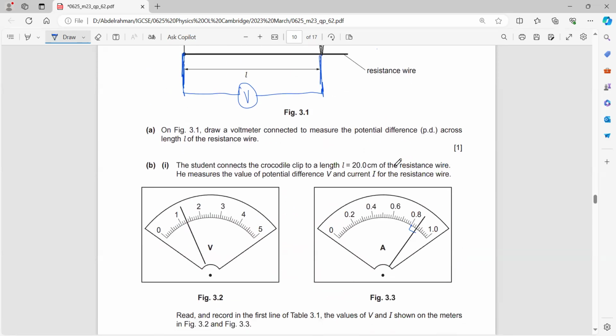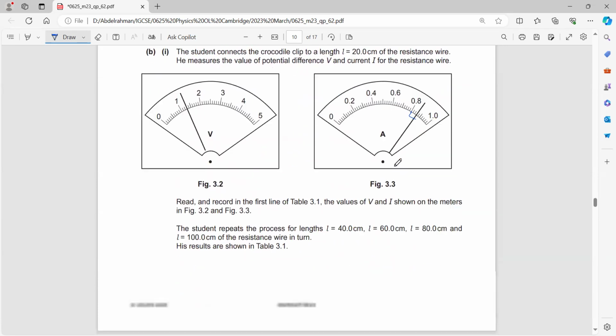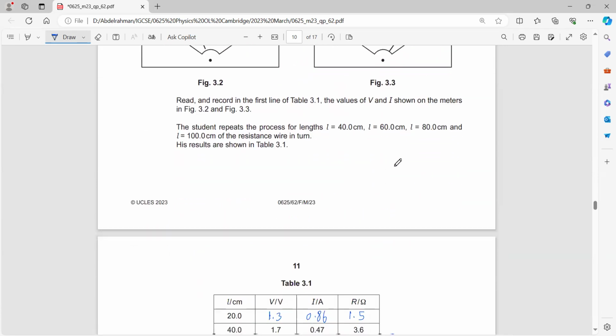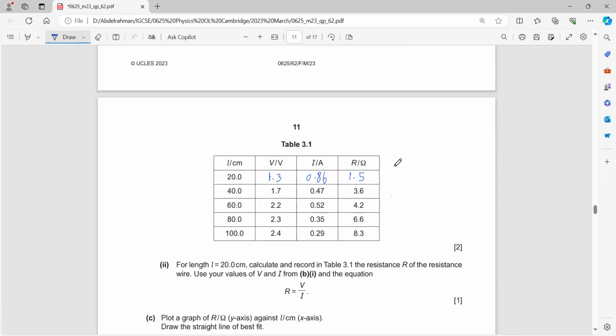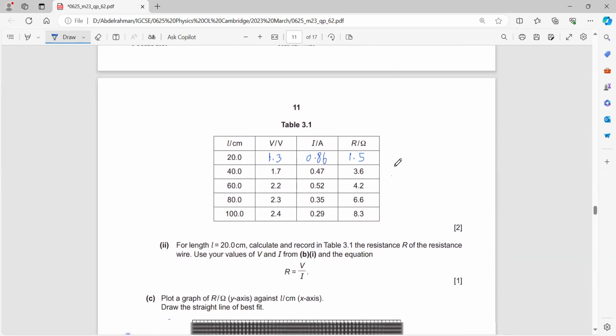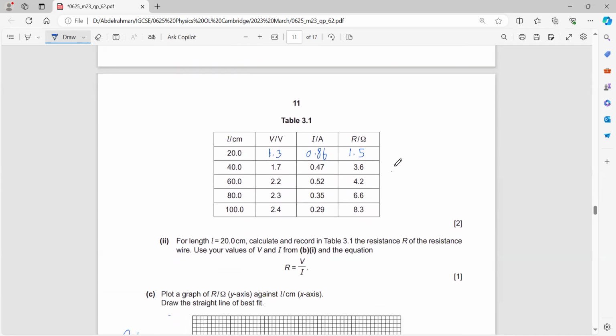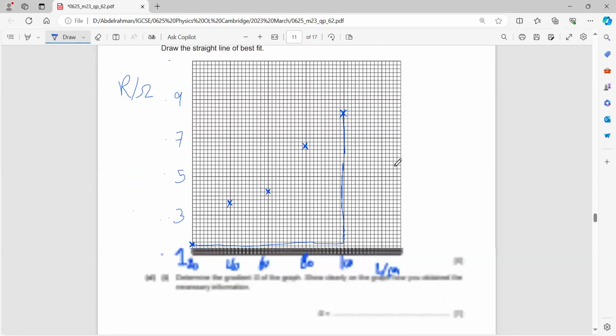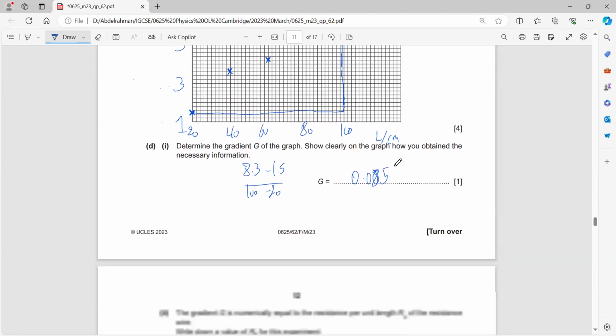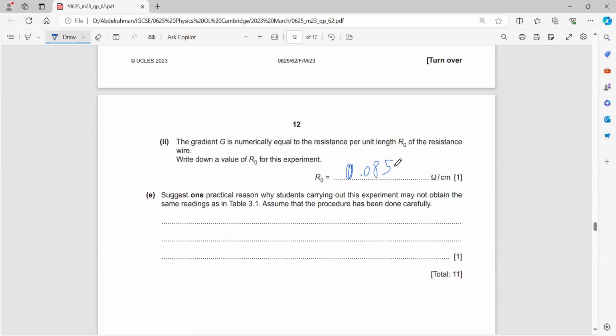The length of the wire could be okay. But an even better answer would be the diameter of the wire. For example, one student is using a slightly different diameter than the other student. That's why they could have different results. Yes, the thickness of the wire or the diameter of the wires could be different.